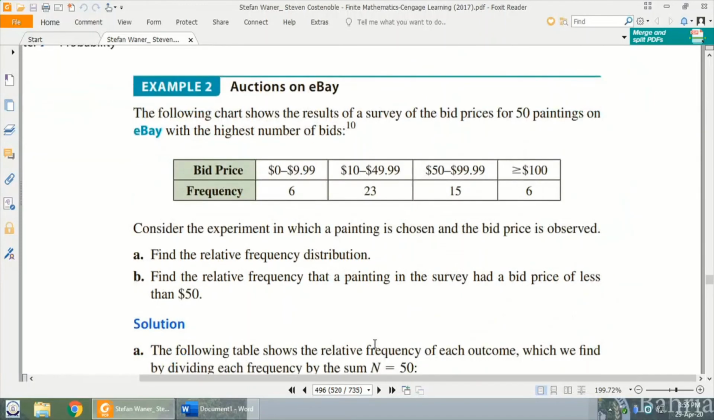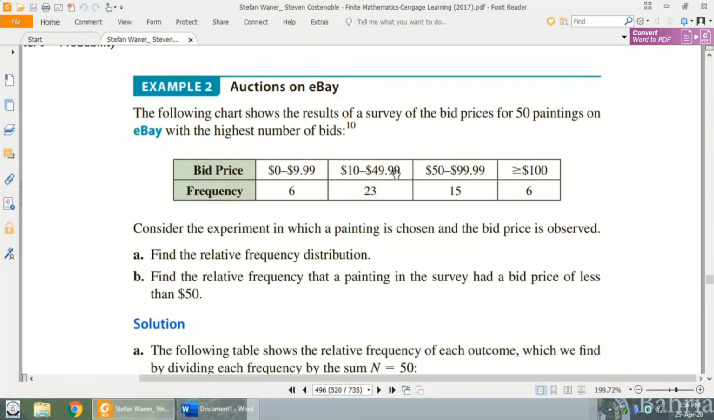And then you can see there's another example, a survey of the bid prices for 50 paintings on eBay with the highest number of bids. In this kind of example where there's a class division, you can simply add these values up as 23 plus 15, and this is going to be 50. This total is 50, and out of this, bids within 0 to 9.99 is 6 by 50. This is the relative frequency. The frequency is 6, but the relative frequency would be 6 by n, which is 6 by 50.